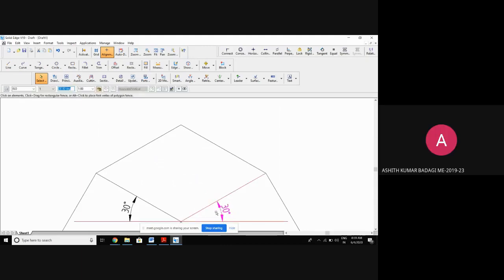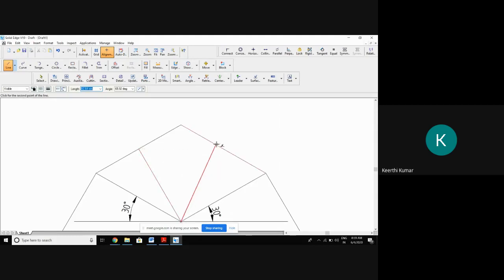Take the center point. See here, first before center, find out these two corners, identify these two corners. From here, draw the line towards the center. Again, from here, draw the line and connect towards the center. Similarly, you do the same procedure from the top.